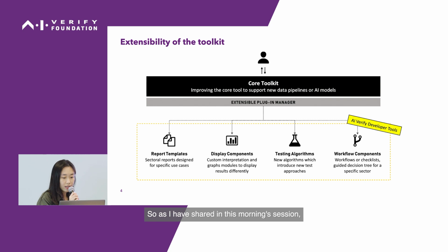As I shared in the morning session, AI Verify is built in an extensible format such that you can build all these plugins on top of the core toolkit. These plugins cover 4 key areas. Firstly, the report template plugins, which I demoed this morning. These report template plugins will allow you to build sectoral reports that are designed for specific use cases that you can share with other AI Verify users.